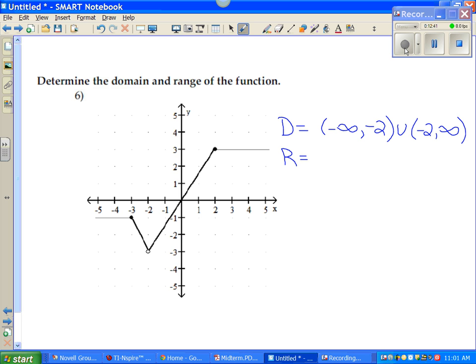Okay, range? Range is negative 3 to 3. What do I have to make sure I do with the negative 3? Yeah, it's not included. It's an open circle. Okay? Negative 3 to 3 is your range. Okie dokie? All right.